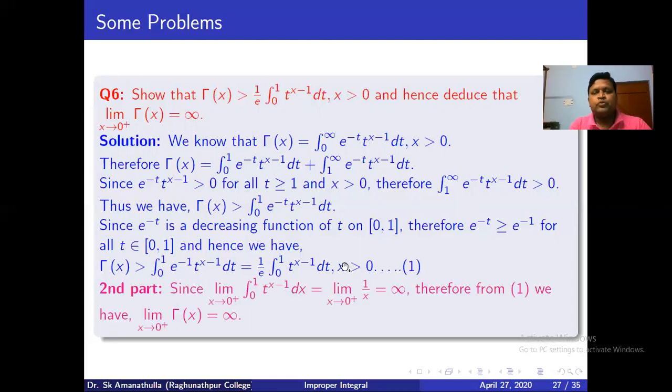So again, to prove the second part, that is the limit as x tends to 0 plus of gamma(x) equals infinity, since the limit as x tends to 0 plus of the integral from 0 to 1 of t to the power x minus 1 dt equals the limit as x tends to 0 plus of 1 by x, which equals infinity. Therefore from 1 we have this limit is infinity.